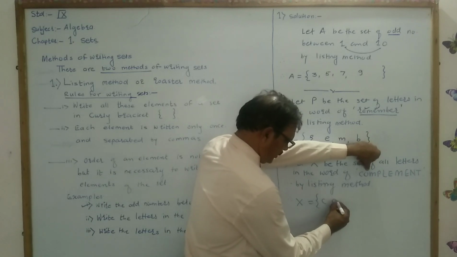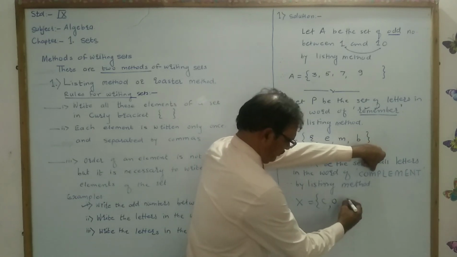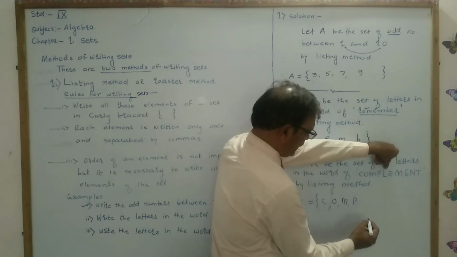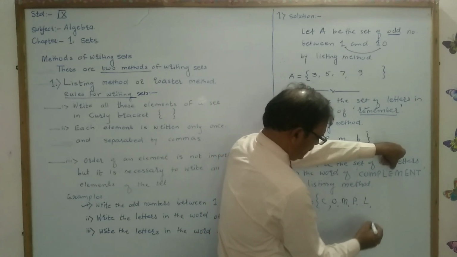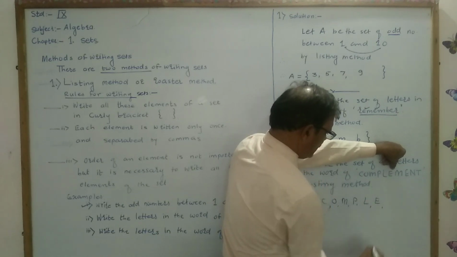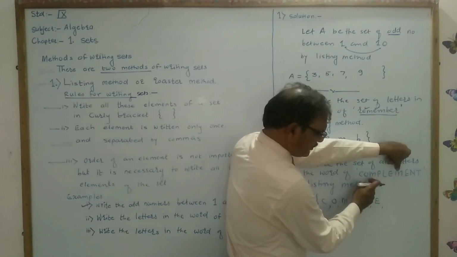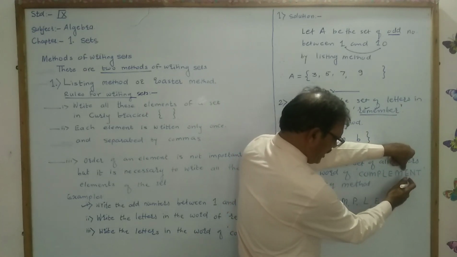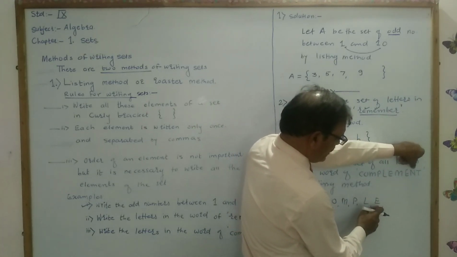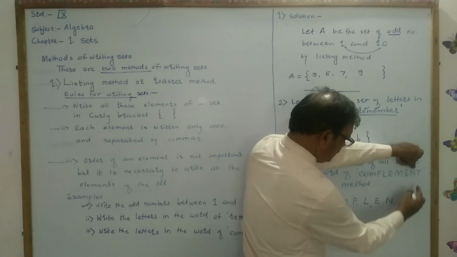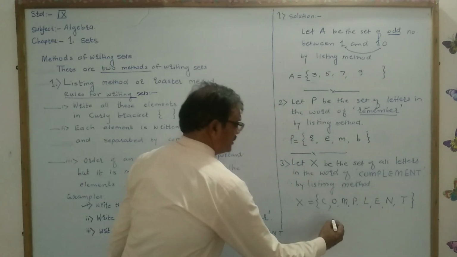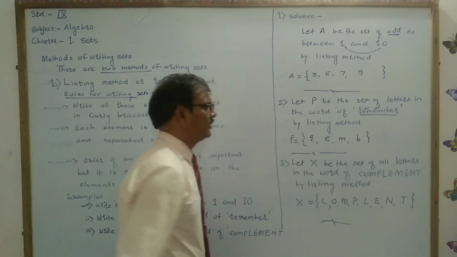Second, O, M, then P, then L, then E, M. Already taken? M. Don't repeat it. Then E. Already taken E. Then last M, T. So this is the answer.